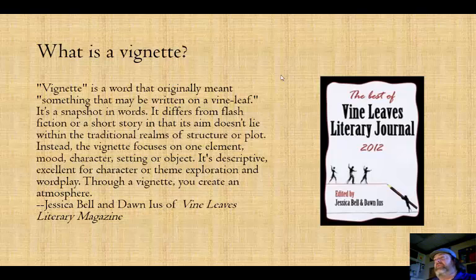It's very descriptive, excellent for character or theme exploration, and in the vignette, you create an atmosphere. And this definition, by the way, that you should see now, comes from Jessica Bell, Don Ios of Vine Leaves Literary Magazine. It's one of the best magazines right now available that publishes specifically vignette work.